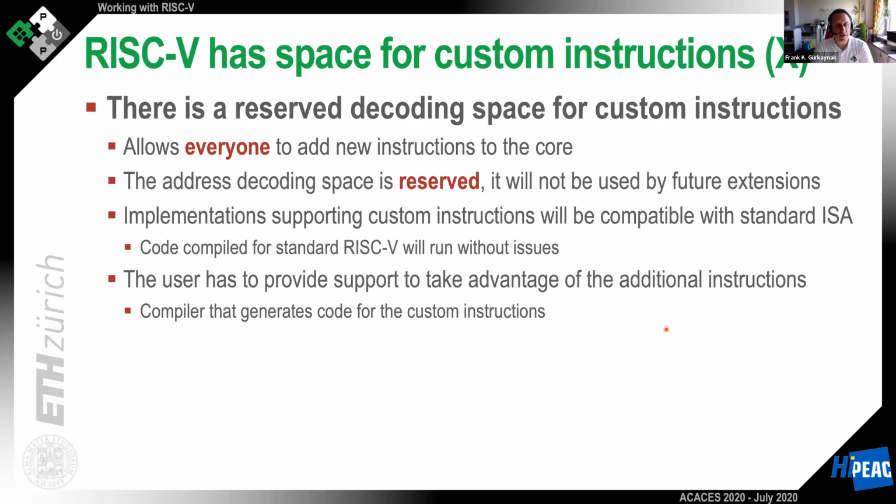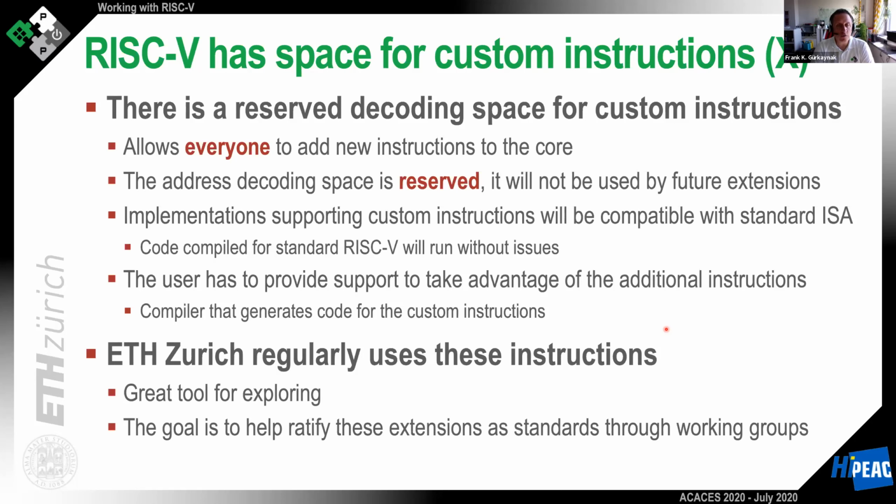Now, if you want to take advantage of these additional instructions, the user has to provide some support. This usually means you need to have a compiler that generates code for these custom instructions. Now, we regularly use these instructions in the 32-bit case. It's a great tool for exploring what kind of changes we can make so that we are more efficient. And our goal is also to help ratify these extensions as standards through working groups.